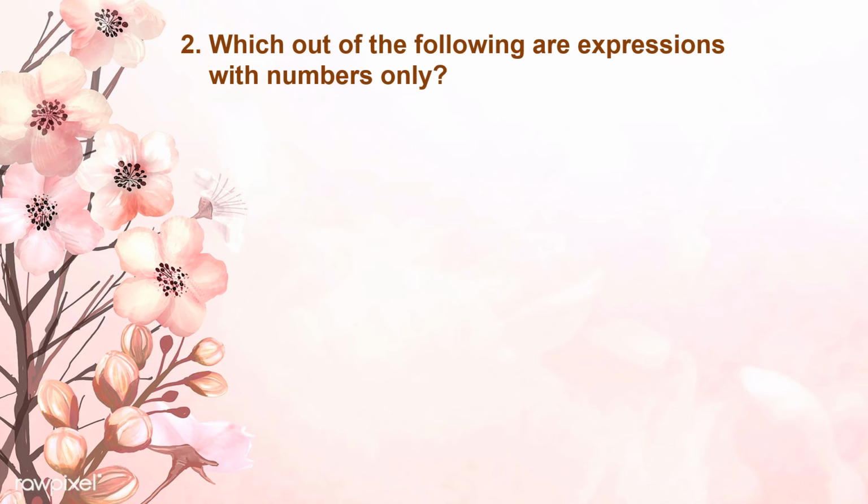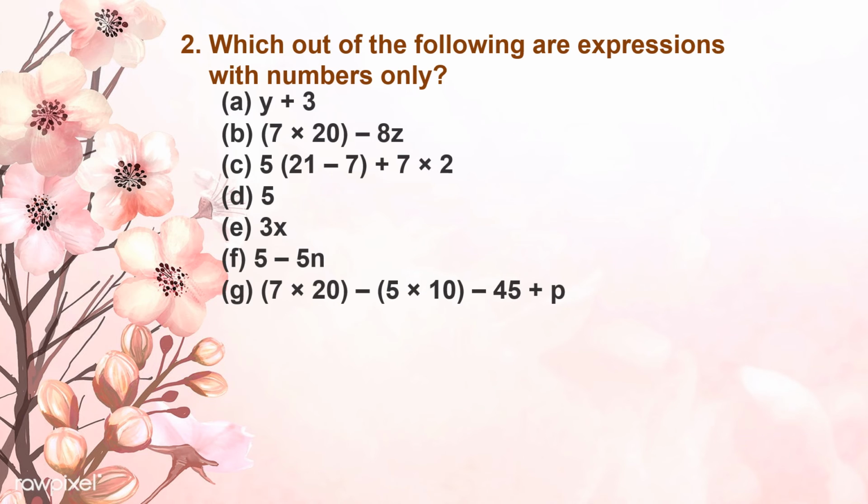Which out of the following are expressions with numbers only? Here in the first one, is it correct with the numbers only? No, isn't it? We have one variable here. In the second one, we have one variable here. In the third one, we don't have any variable, isn't it? So it is an expression with numbers only. Fourth, D, no, only numbers, isn't it?